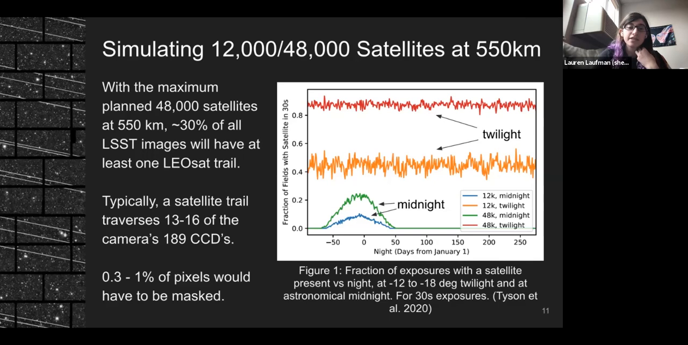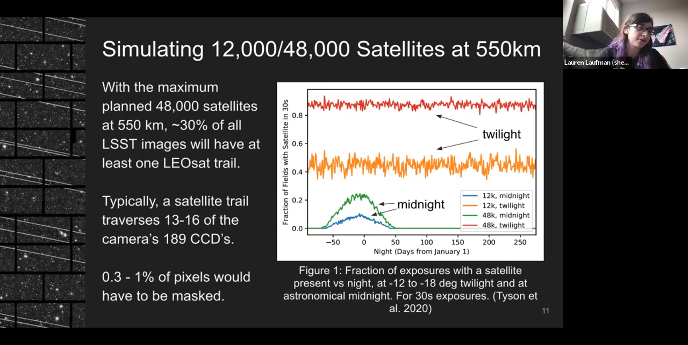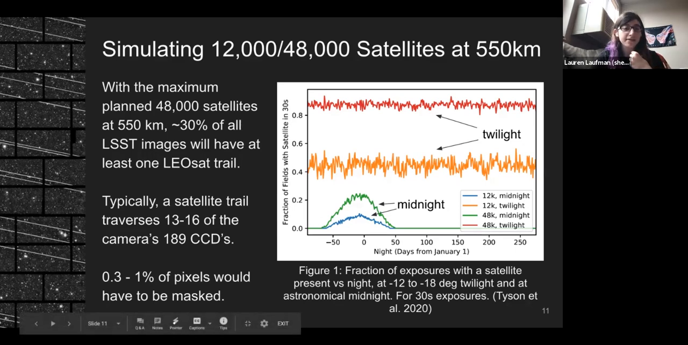And then typically, a satellite trail traverses 13 to 16 of the camera's 189 CCDs. CCDs are the cameras right here in my fancy little slide thing on the left. Each of these little rectangles is a CCD for context. So there's 189 of those for LSST, and a single satellite trail could ruin 13 to 16 of those. You would have to be masking nearly 1% of pixels in an entire image.